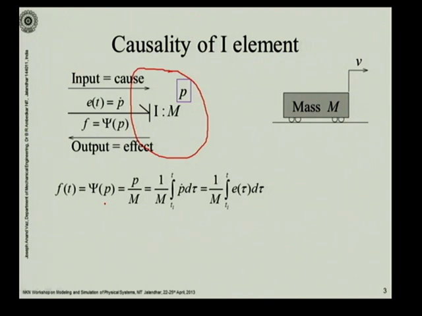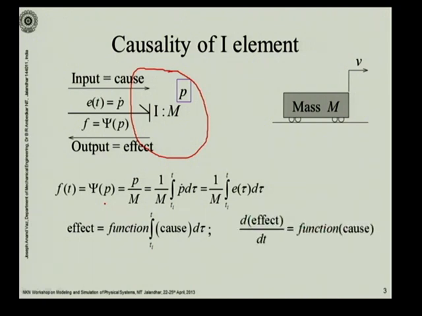It may be in any energy domain, electrical, mechanical, or any other energy domain. You will always find that the cause-effect relationship for an I element naturally is like this. So you can see that the effect is a function of the integral of the cause. Past cause history is taken into account. You can also write the same thing in this fashion. This form of causality, where the stroke is placed near the I element, is also called the natural or integral causality for an I element.